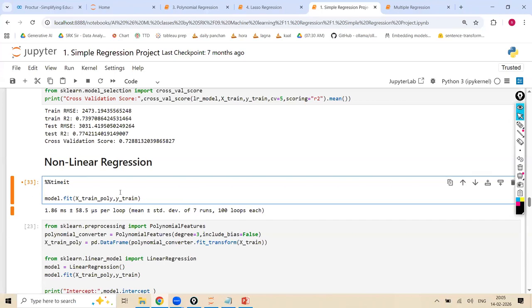What type of data? If it is polynomial data, it means poly. If it is normal data, it means X_train only. Only for the polynomial data, poly will come.